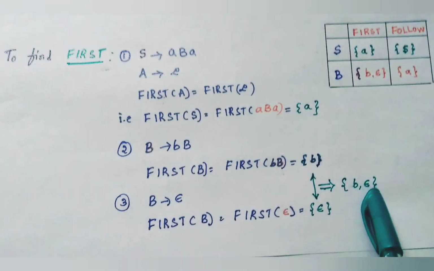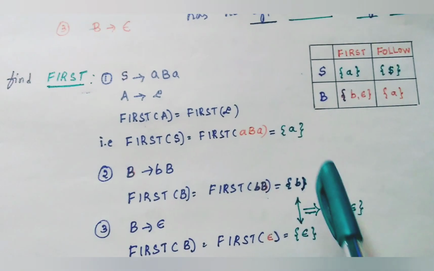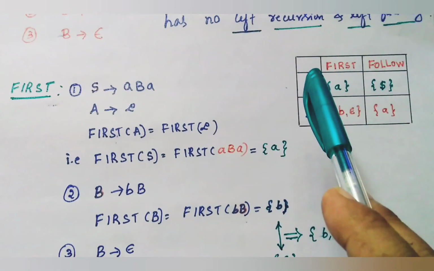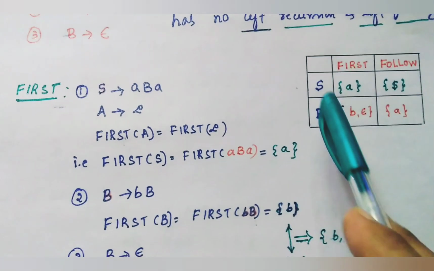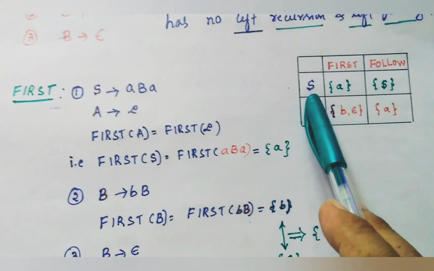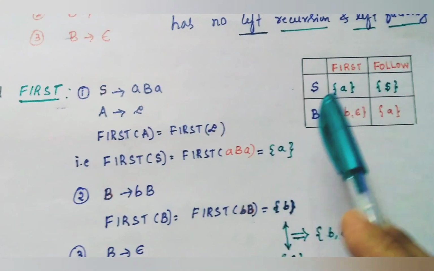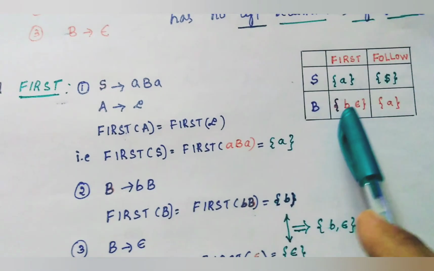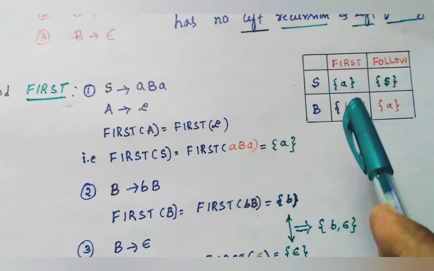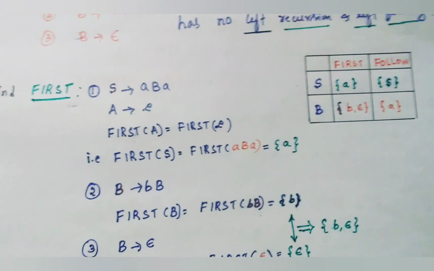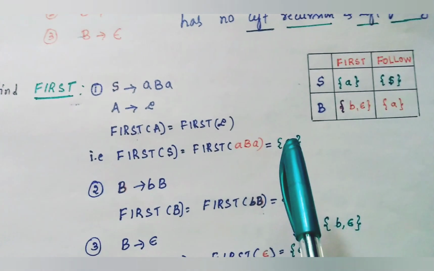So it is better to have a small table which gives the information about first and follow. Now we have identified first. So first of S is nothing but a. First of B is nothing but b comma epsilon. Now let us look at how to find follow of each production.